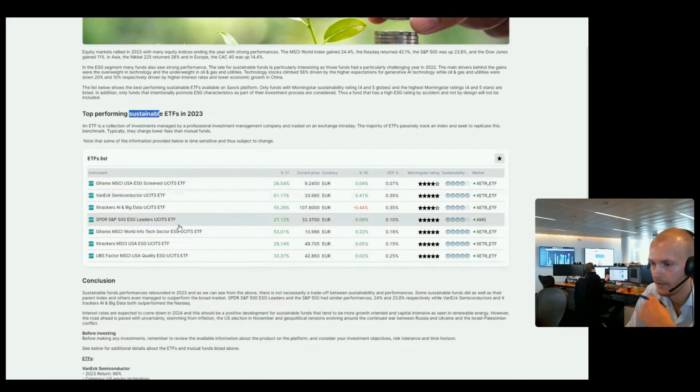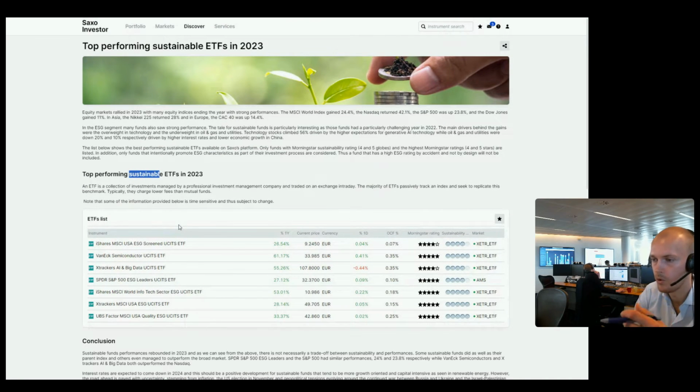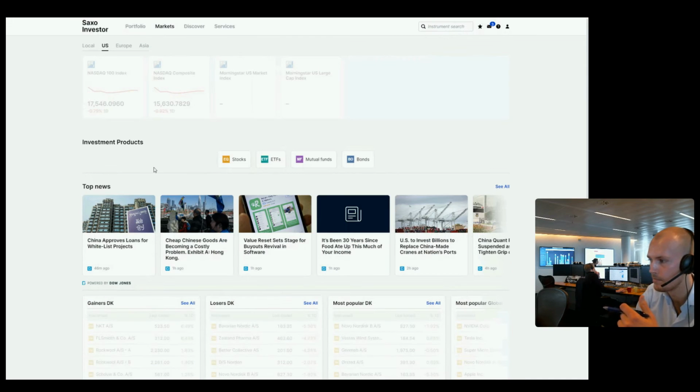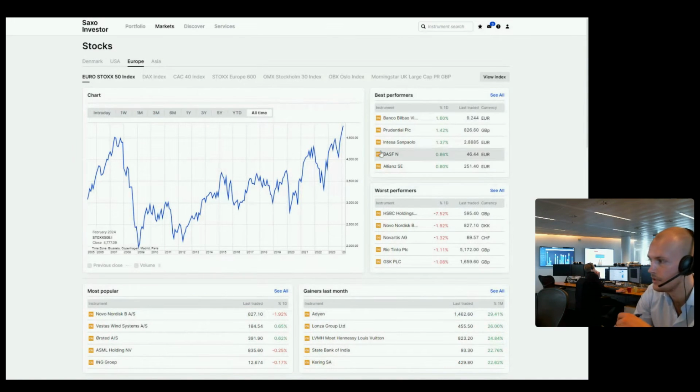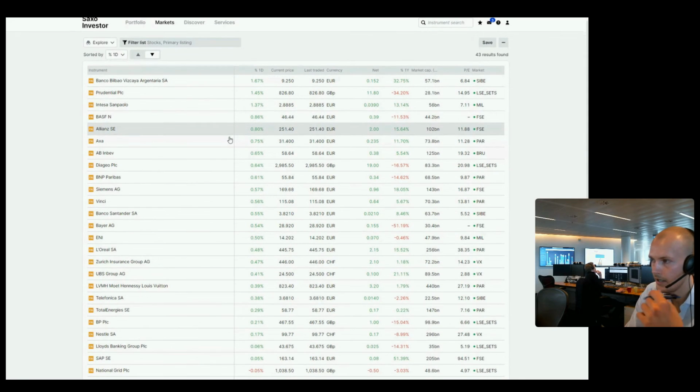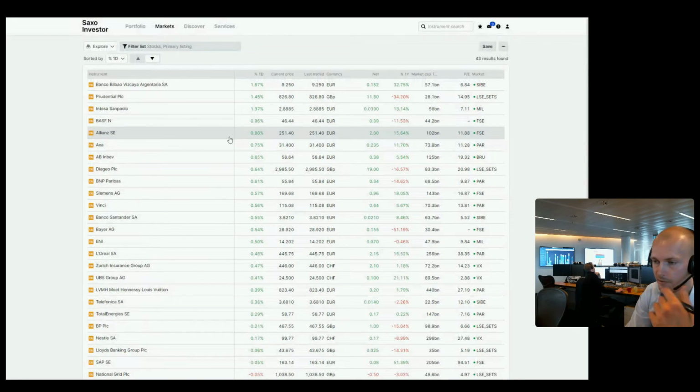So now you've probably made some ideas of what to invest in. If you haven't, or if you want to be more specific in your searches, we have a filter list as well on the platform. So if you are under, for example, markets, you click on stocks, and you are under the best performers within Europe, you'll be able to see up here in the top right corner, see all. If I click see all, I get directly pushed into what we call our filter list. And this filter list is filtered from stocks, primary listing, and it is the best performing stocks.